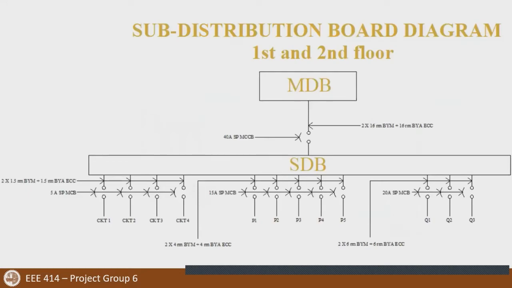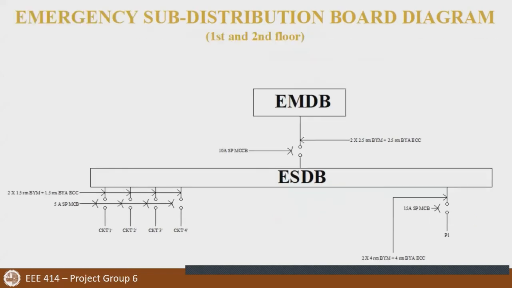Here we can see all the circuits going to the sub-distribution board for the unit, along with 5 15 ampere sockets and 3 20 ampere sockets. The sub-distribution board then connects to the main distribution board. Finally, we see all the emergency circuits going to the emergency sub-distribution board, which itself connects to the emergency main distribution board.